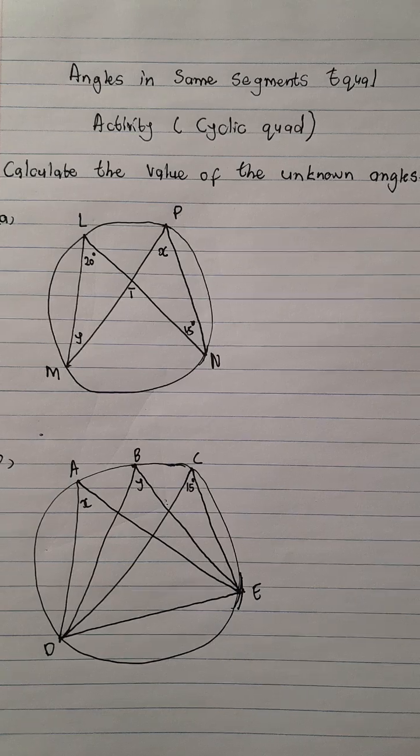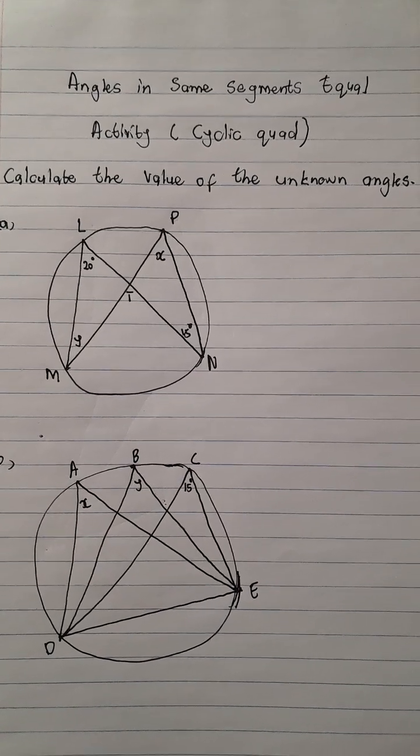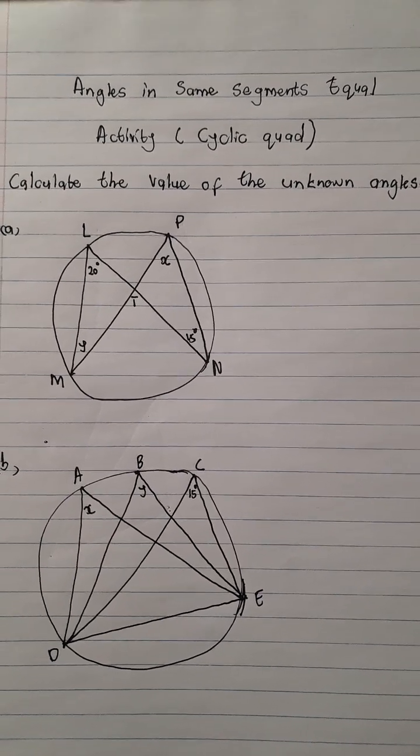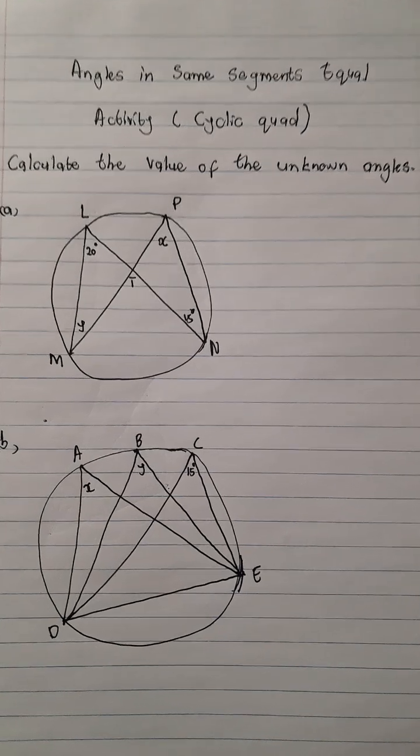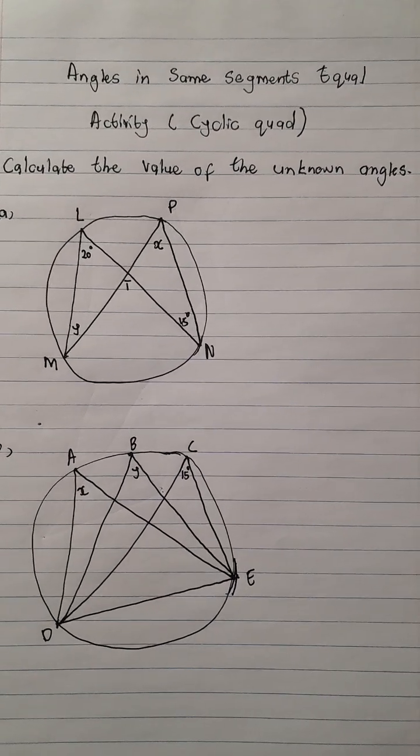So this is grade 11 Euclidean Geometry. Right. Let's keep winning, guys. Let's keep winning.